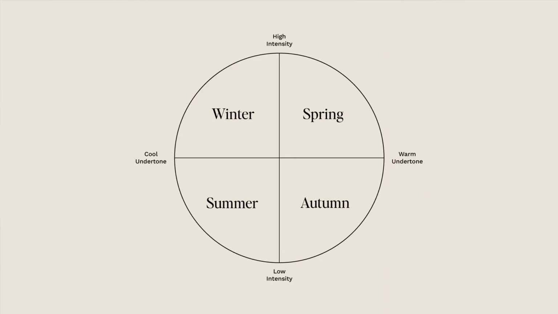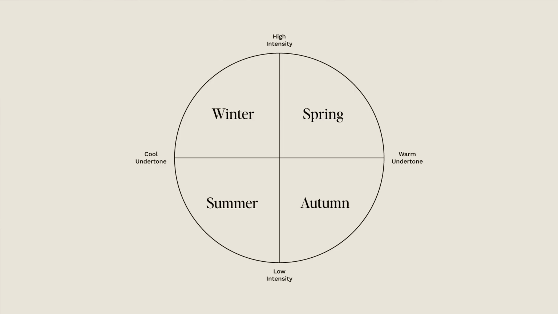And today we're going to dive into this topic that you ask about so often, sister subgroups or sister seasons. So let's start by looking at our color analysis graph. As you can see, there are 4 main seasons: spring, summer, autumn, and winter.